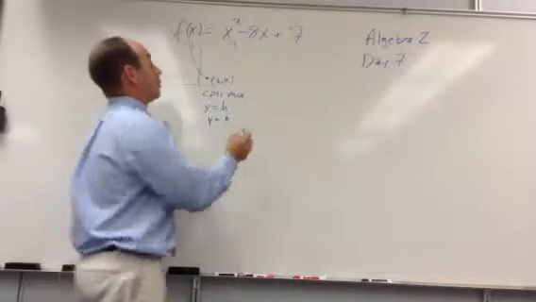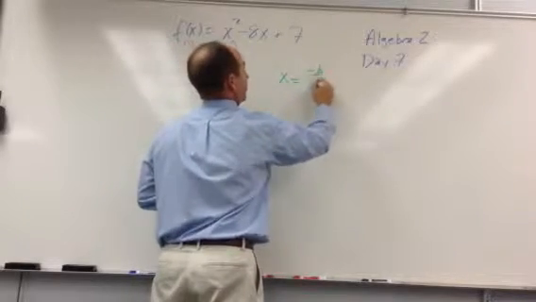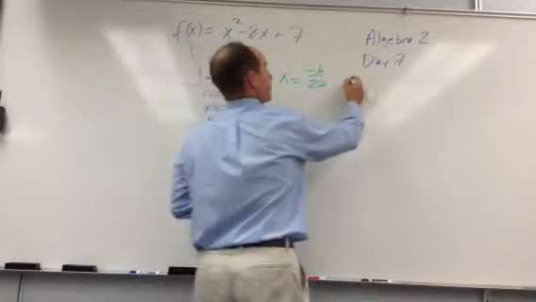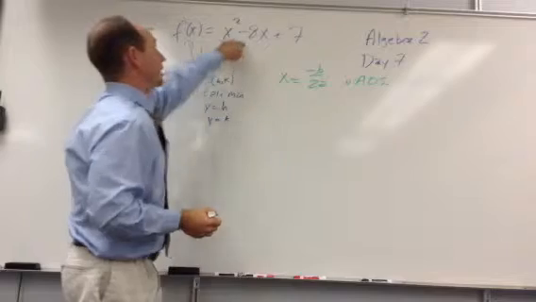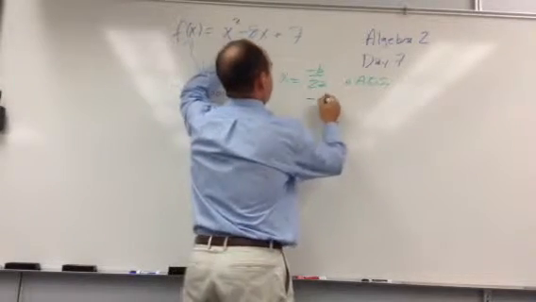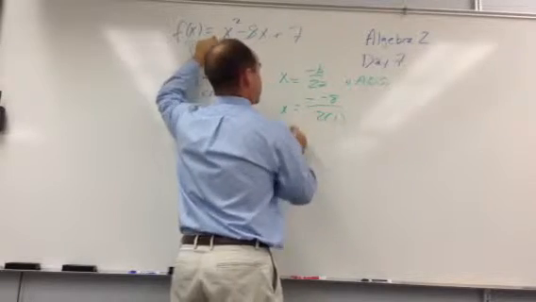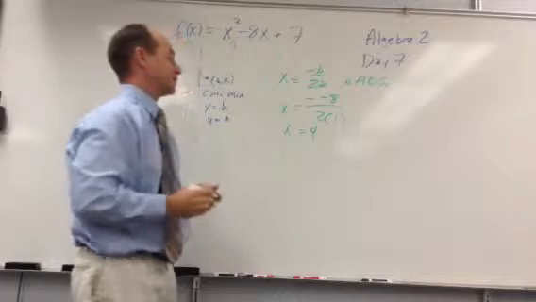Step number 2, most obvious. This is in standard form. We know x equals the opposite of b over 2a will be your axis of symmetry. So I can just plug this in: I have the opposite of negative 8 over 2 times a, which is 1. X equals that, in other words, 8 over 2. X equals 4 is my axis of symmetry.